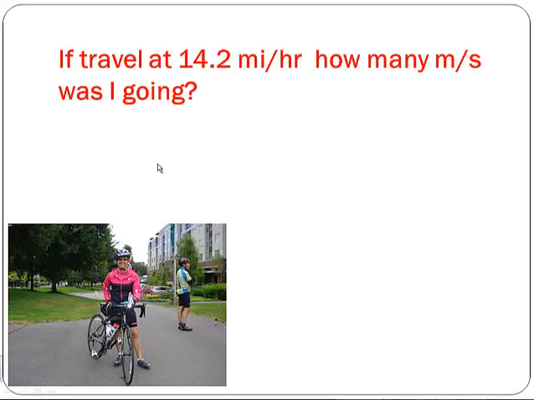On a good day, when I go for a 30-mile ride, I'll average 14.2 miles per hour. And what I want to know is how many meters per second am I going? So if I'm traveling at that speed, how many meters per second am I traveling?